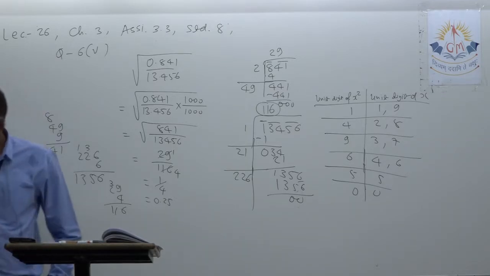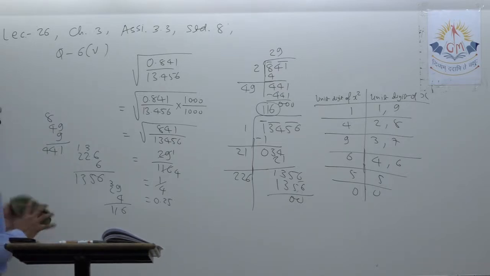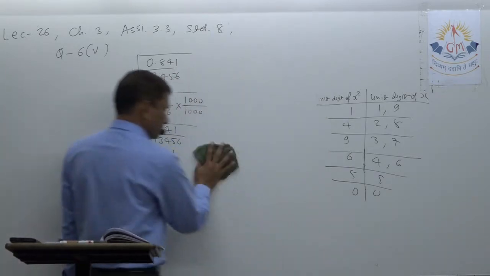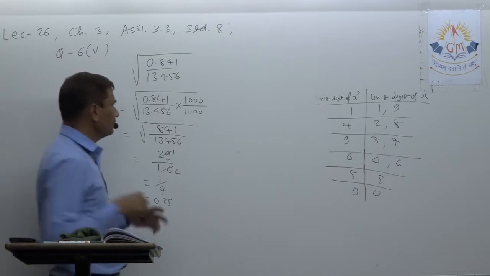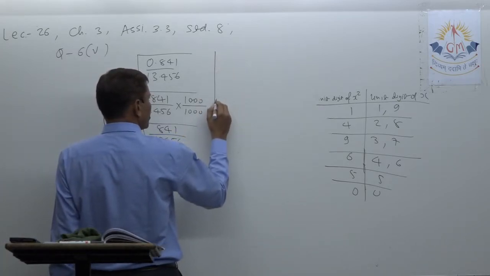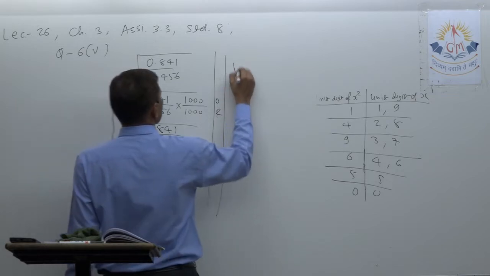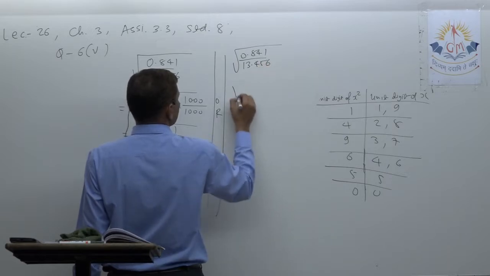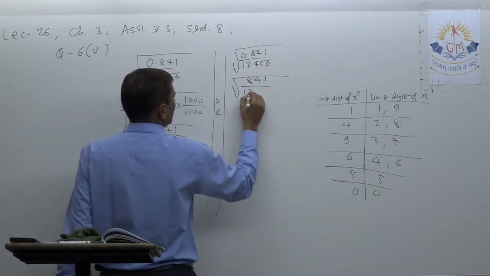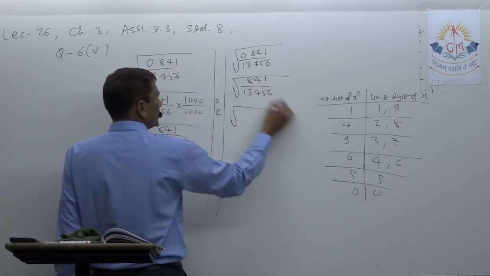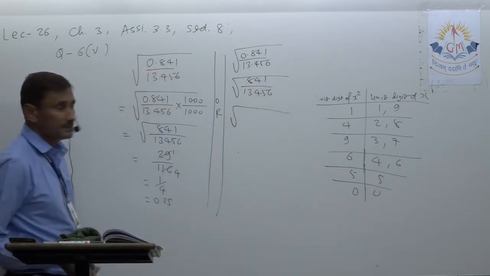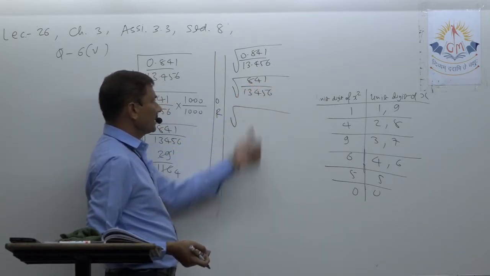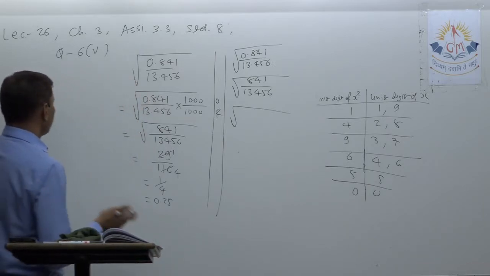Okay, so I am telling, suppose you try this before getting the square root. If you found it that way also, this is the second method. First of all, it is 0.841 and 13.456. So I am making them 1000 times. Now you just try if any common factor is there. If you want to divide 13456 by 841, then it may be divisible.